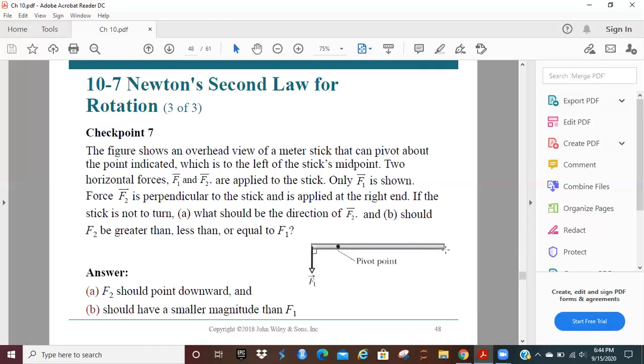That force should point down. It should point down because something is forcing this particular arm to go this way, so you're going to need something to counterbalance what's going on over this way. Now, it also says here that it should have a smaller magnitude. And why is that the case?